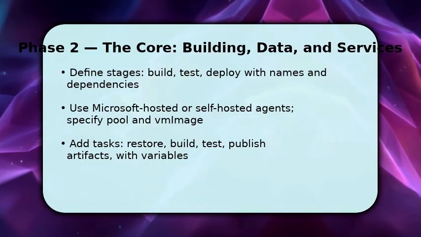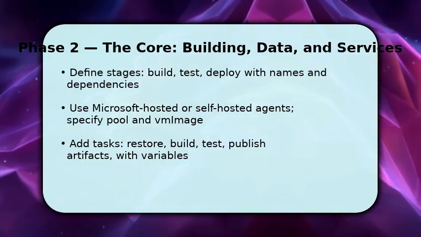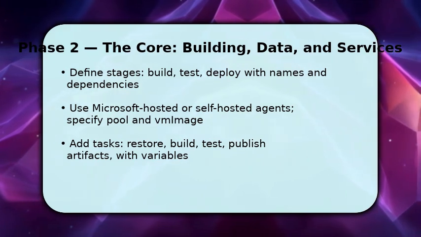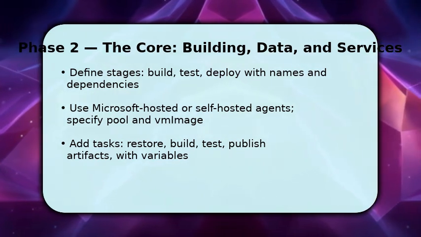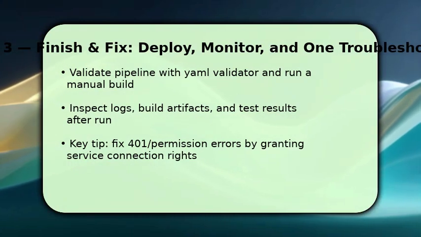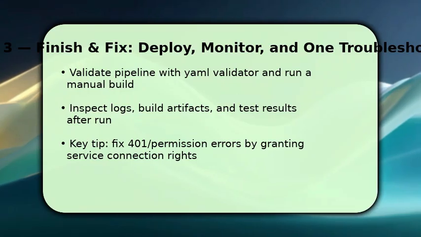Once tasks are defined, enable triggers and branch filters so PRs and commits run appropriate pipelines automatically. Finish by validating the YAML and running a manual build to observe behavior. This gives immediate feedback on syntax and permission issues.